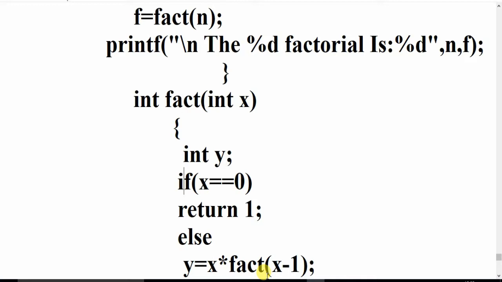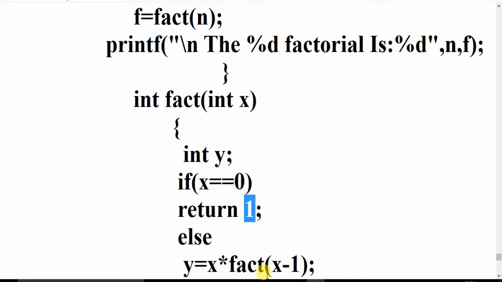Then again, 2 equivalent to 0? Condition false. Else. y equivalent to 2 into fact of x minus 1, nothing but 1. Again this condition is false. Again 1 into, what is the x value here? 1. 1 into fact of x minus 1. What is x minus 1 here? 0. Now x is 0. What is the x value here? 0. Equivalent to 0, the condition is true.